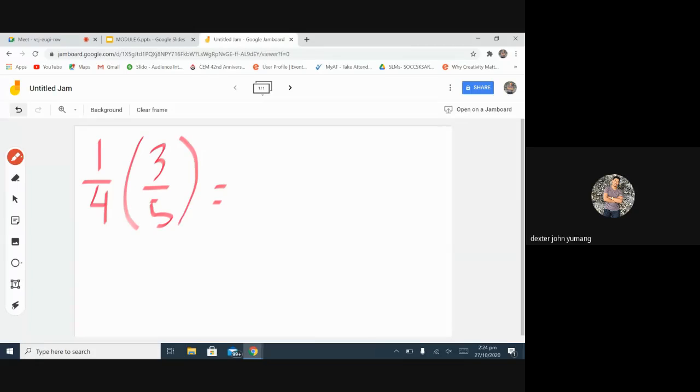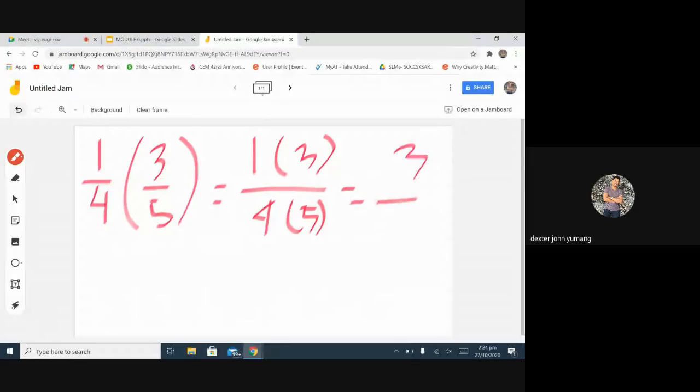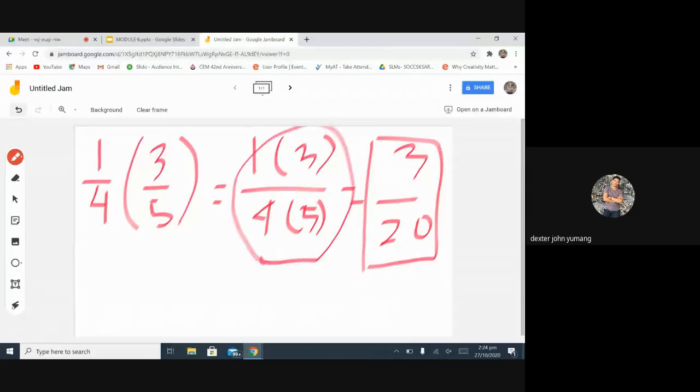Ayin Marie is also correct. So 1 times 3 over 4 times 5. Tapos, 1 times 3 is 3. 4 times 5 is 20. Pwede po bang diretso na ako dito? Hindi na ako mag-solve ng ganito? Pwede po, diretso na dito. Shortcut po ang tawag niyan. So, okay lang po. So, next.